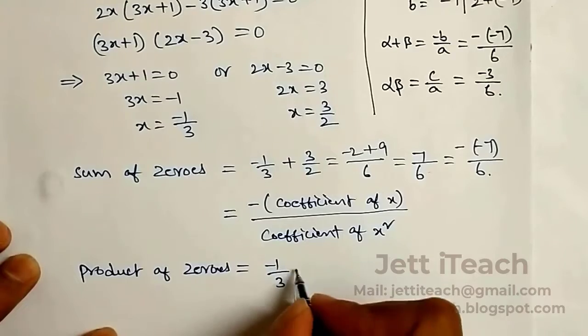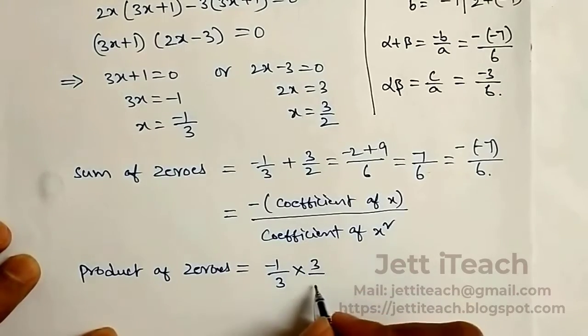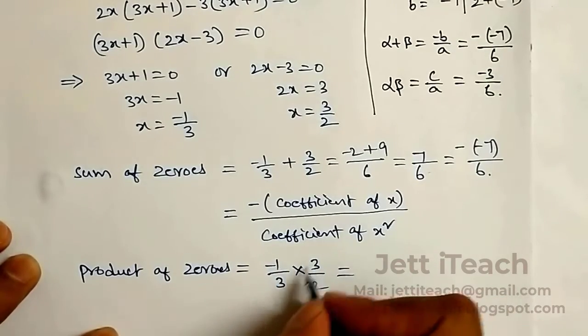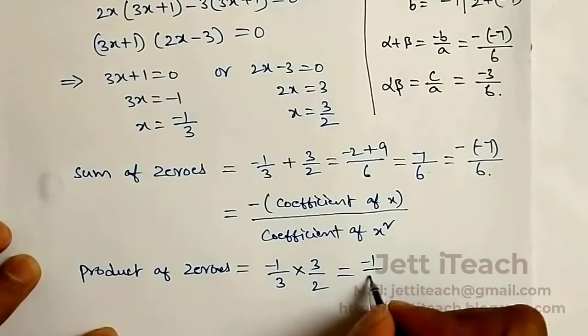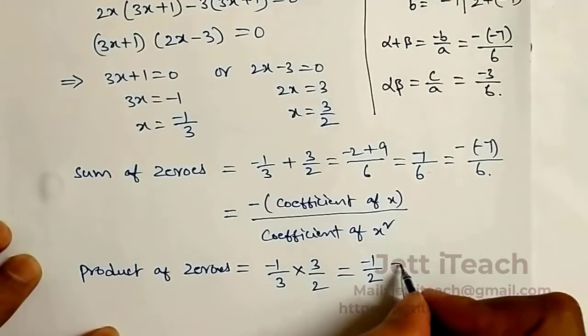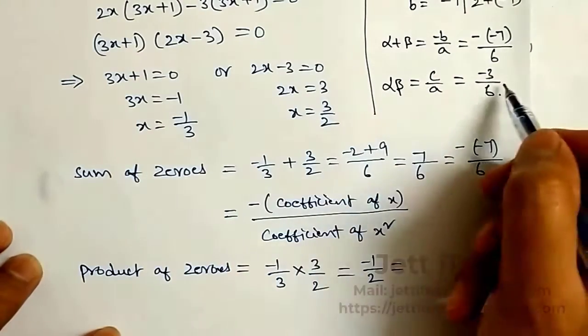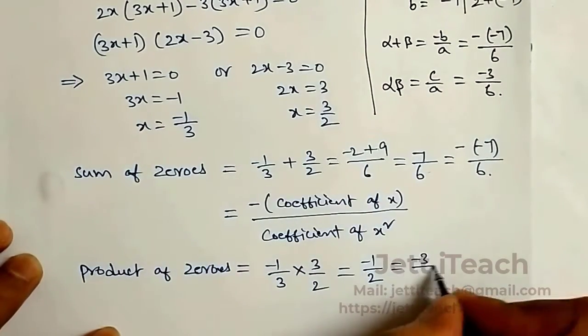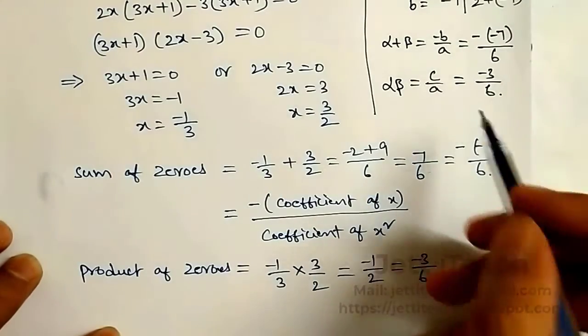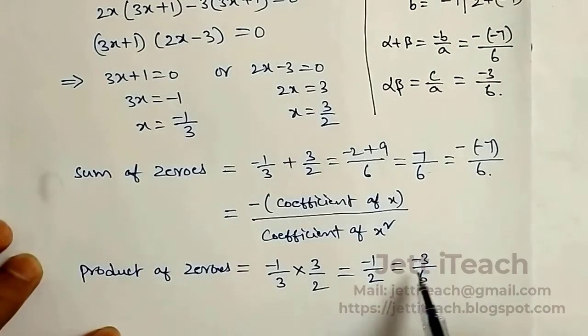Minus 1 by 3 into 3 by 2. 3 cancel, we will get minus 1 by 2. How can we write minus 1 by 2? Here, the product of zeros is, right? You can write minus 3 by 6. We got minus 3 by 6, right? If you simplify this one, both are same. If you observe this one, both are same.